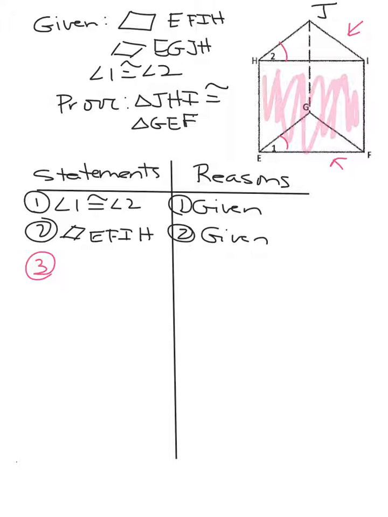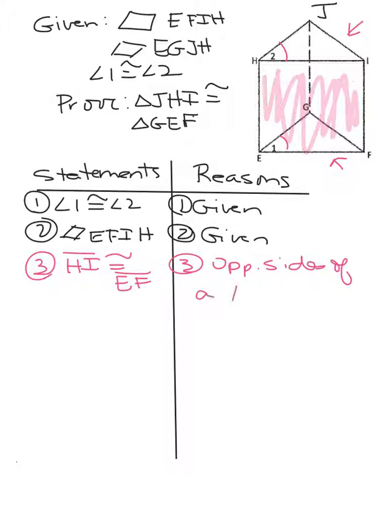So I can say segment HI is congruent to segment EF. Now I picked those segments because they're both parts of the triangles that I'm trying to get, and they're both part of the parallelogram I just mentioned. So that I can say that because opposite sides of a parallelogram are congruent, and I'll mark that. So this piece right here is congruent to this piece right here.